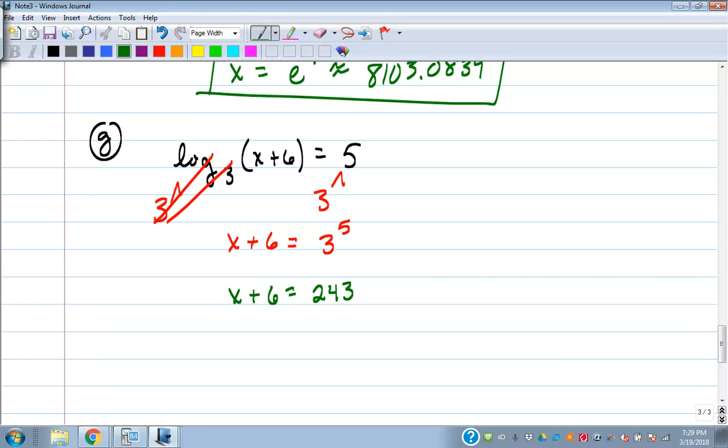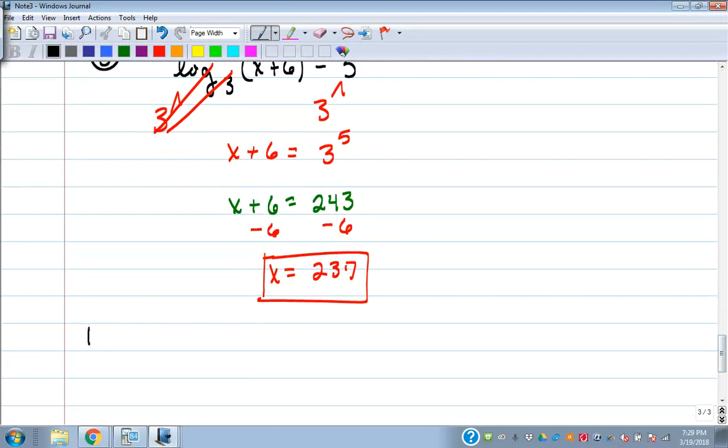How do you get x by itself? Subtract 6. 237. That's what x is. Well, that's handy. Let's throw in a little bit of those log properties and how they can help us.